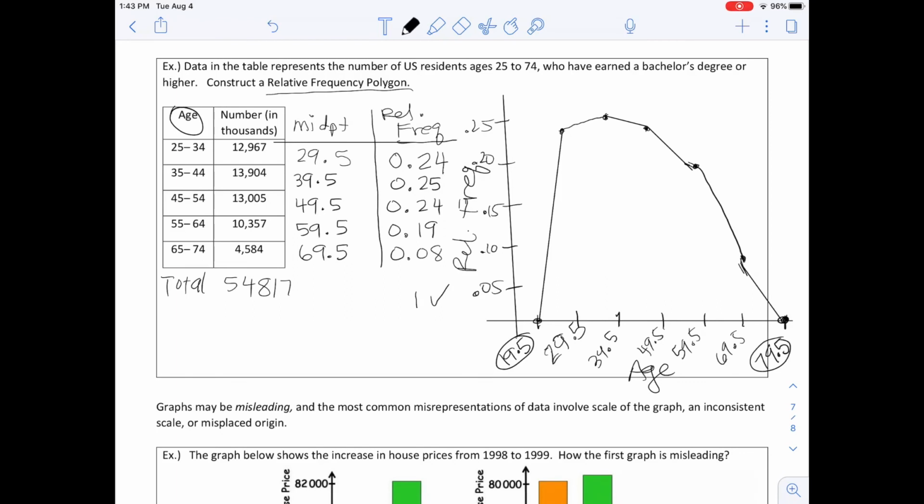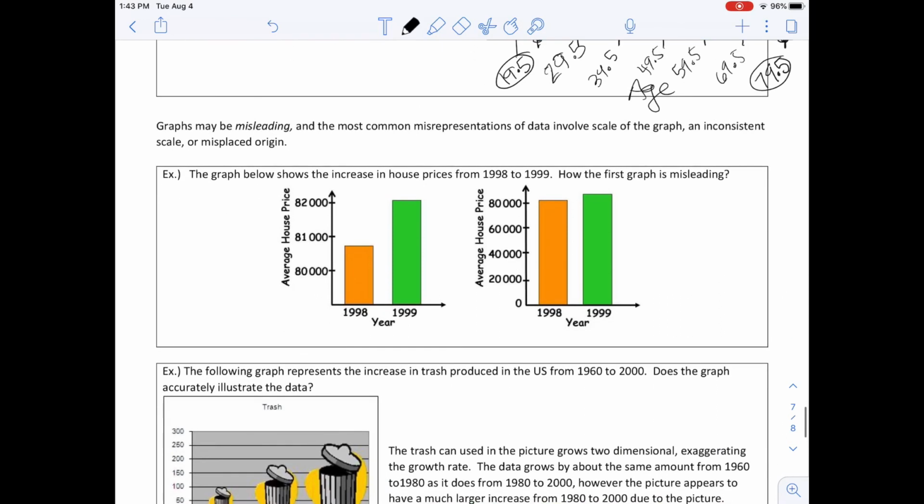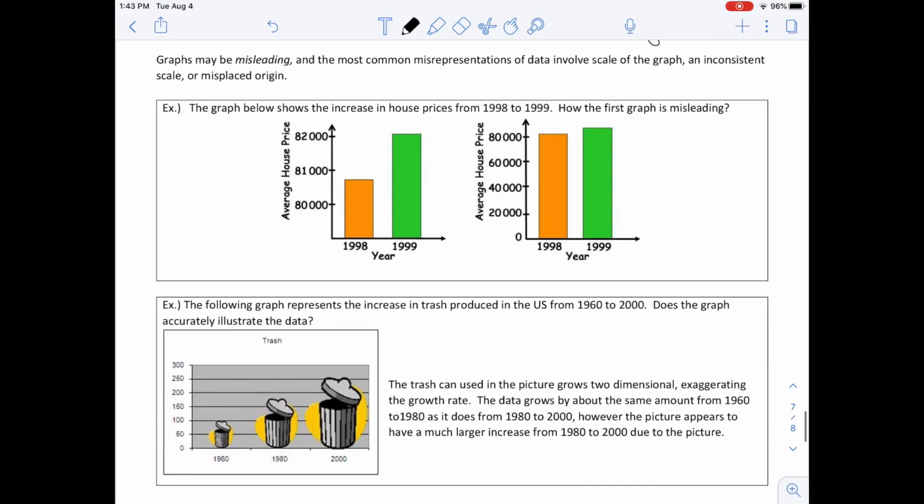So the graph that we have here is our relative frequency polygon. Again, double check to make sure that you have your axes labeled and that the beginning and the end of the graph are drawn down to the horizontal line with those values also labeled. So graphs may be misleading, and the most common misrepresentation of data involves the scale of the graph, an inconsistent scale, or a misplaced origin.